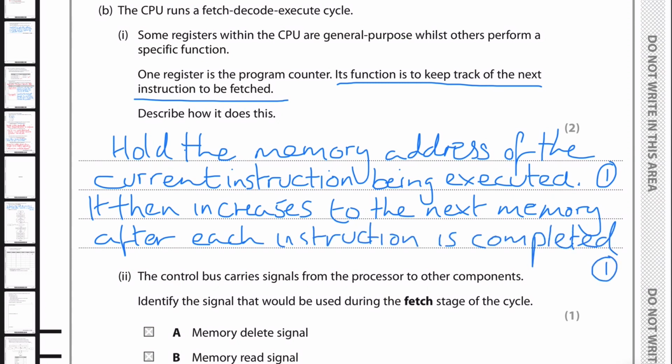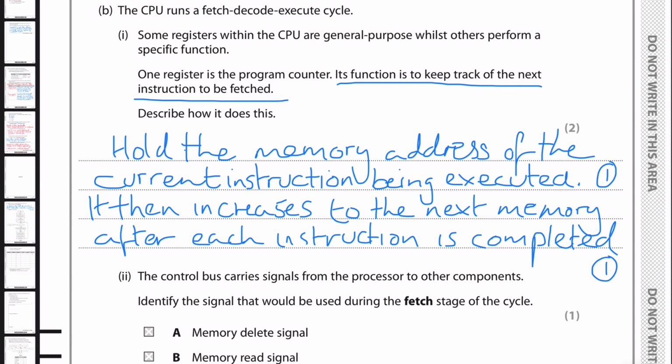Not the easiest question, that one. It stores a memory address, would get you 1 mark. Yeah, holds or stores a memory address. Okay, now you'd have thought of the current instruction being executed would get you the 2nd mark, but it won't. You've got to put it increases to the next memory address, or it increments to the next memory address, or it changes to the next memory address after it's been complete.